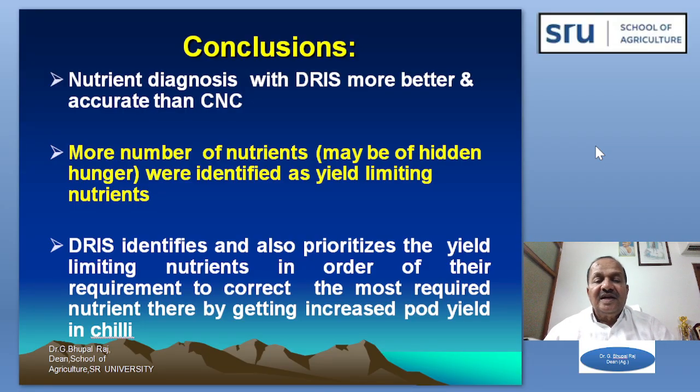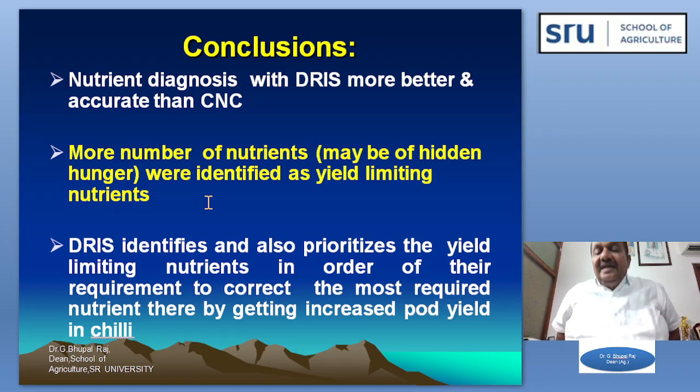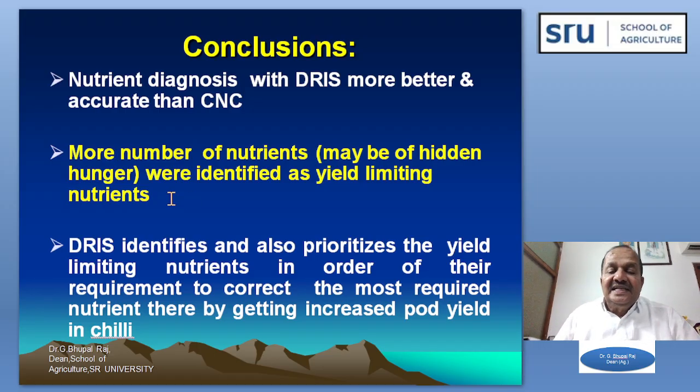So finally, what we conclude is that nutrient diagnosis with DRIS is better and more accurate than the critical nutrient concentration. Through DRIS, a greater number of nutrients are identified as yield limiting. For example, with critical nutrient concentration we may diagnose 2-3 elements, whereas with this we may identify more than that. So more nutrients can be diagnosed as yield limiting because it takes into consideration the hidden hunger of the nutrients in the plants.